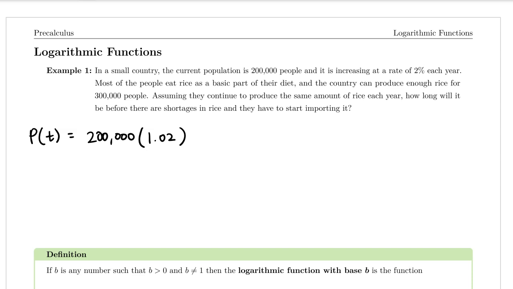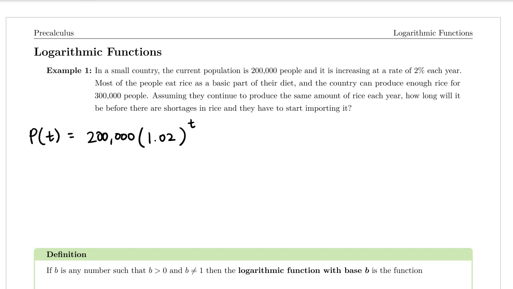Now, sometimes students are inclined to make the growth ratio 0.02, but remember, if our growth factor is between 0 and 1, that means that we have exponential decay and our output values would be decreasing. That's why it needs to be 1.02. And then our exponent is going to be t.